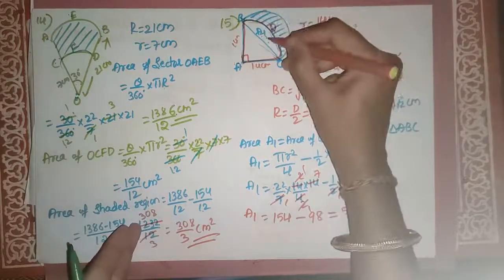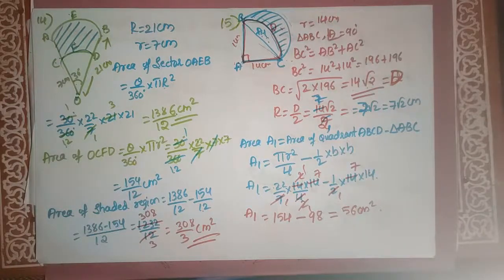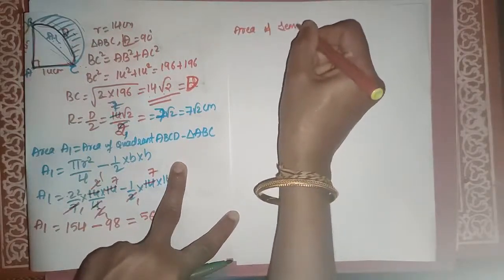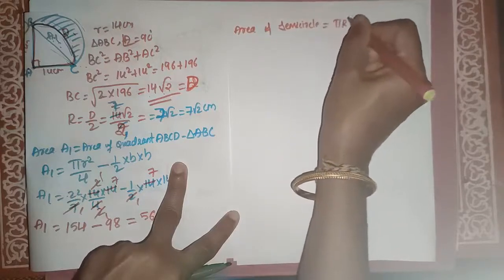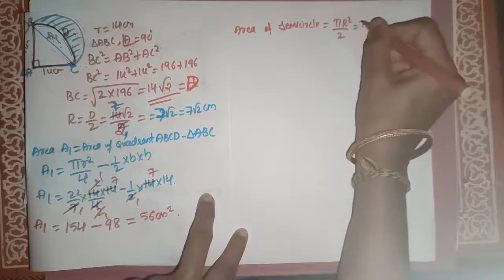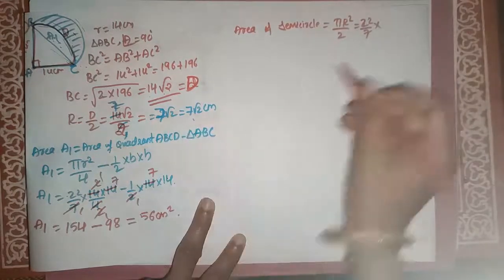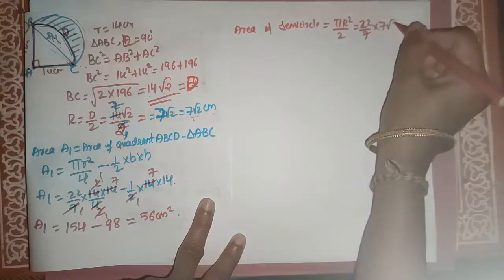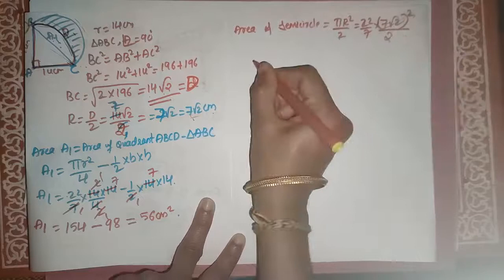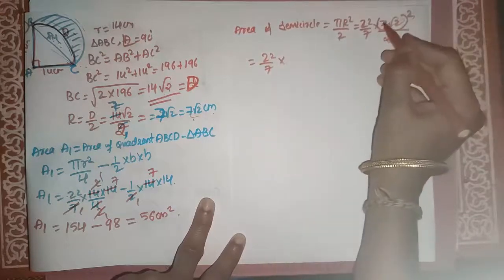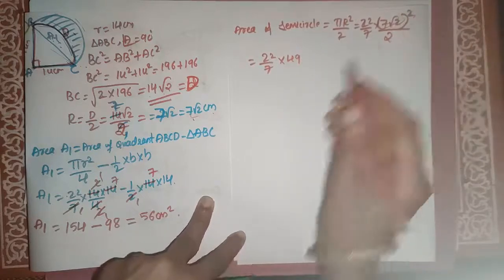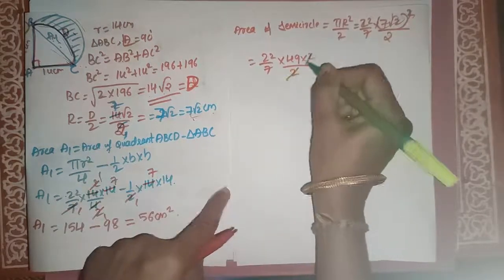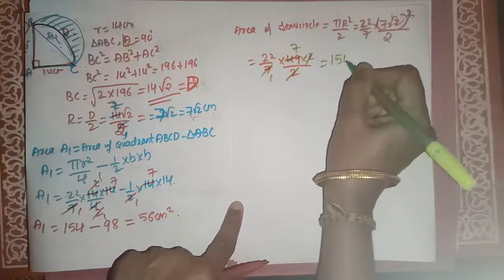Now in the semicircle, we need to remove this one, then we will get this one. So let us find out the area of the semicircle. I take this as pi capital R square by 2. So pi is 22 by 7, and capital R is 7 root 2, whole square, divided by 2. So this is 22 by 7 into 7 square is 49, root 2 whole square, the square gets cancelled, we have only 2 divided by 2. Now the 2s cancel, and 7 sevens are 49. This is equal to 154 centimeter square.